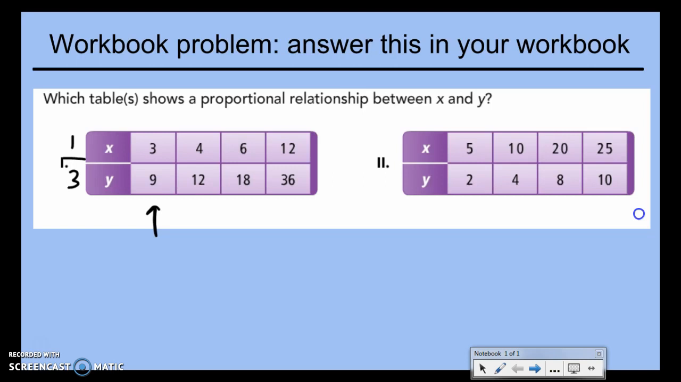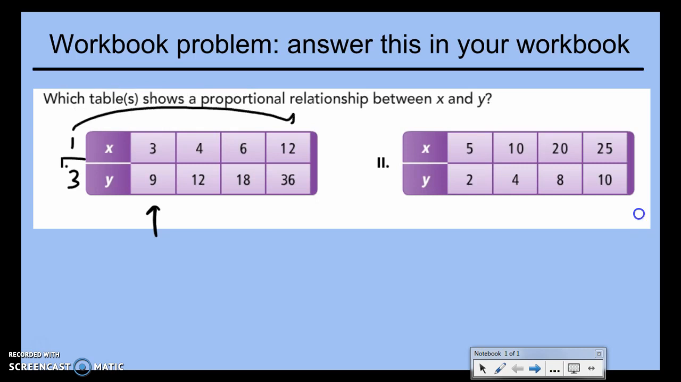Okay? So let's look. 1 times 4 is 4. Is 3 times 4 12? Yep, it is. Alright, let's keep going. 1 times 6 is 6. 3 times 6? Yep, 18. You have to also know your multiplication tables for this stuff, guys. It makes it a little easier. So if you're a little rusty, you might want to practice a little bit more.